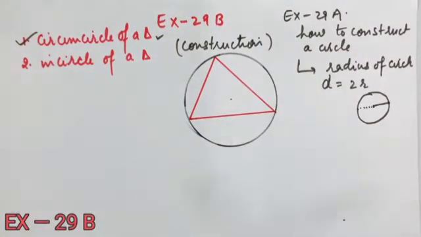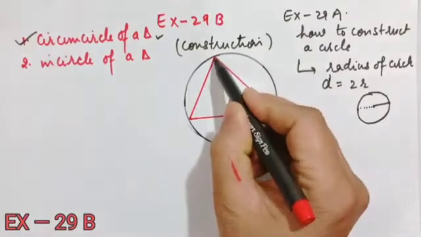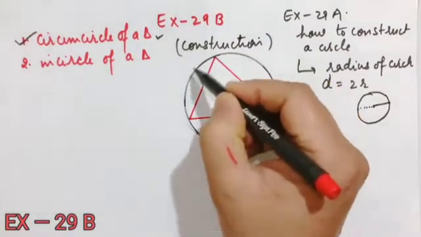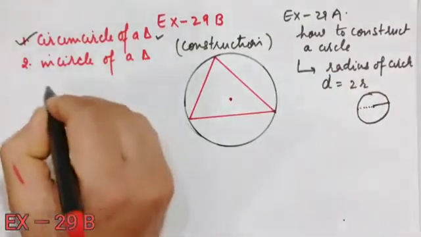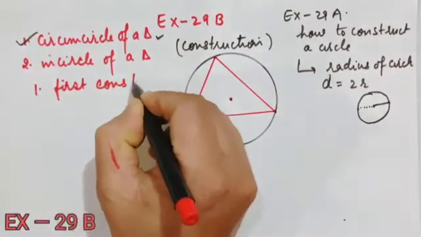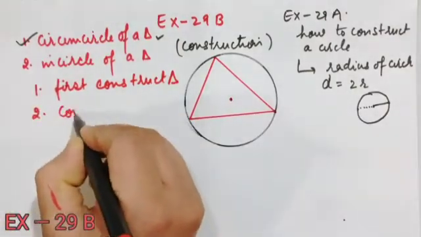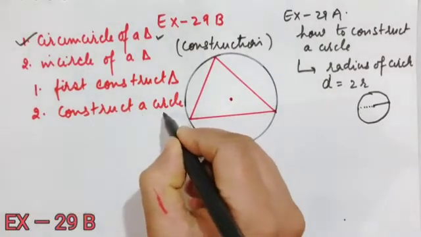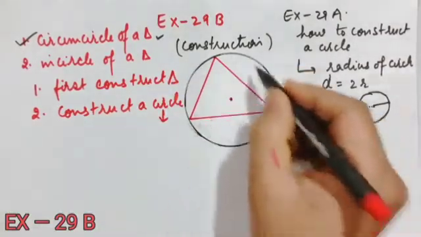Next you will be asked to draw a circle such that all the vertices of the triangle should lie on the circumference of the circle. That means the circle has to be made later. First you will construct a triangle, number 2 then construct a circle, such that its circumference should pass through the vertices.